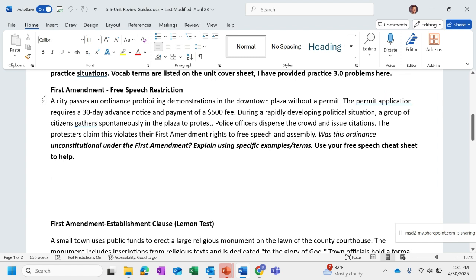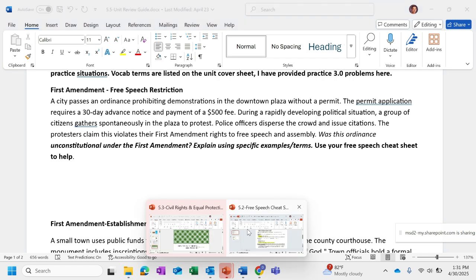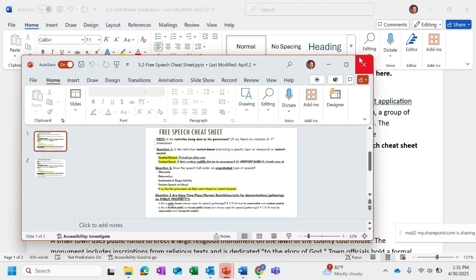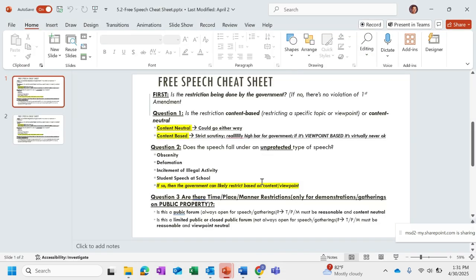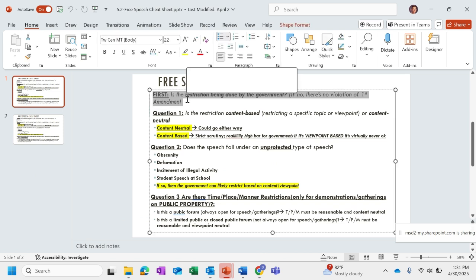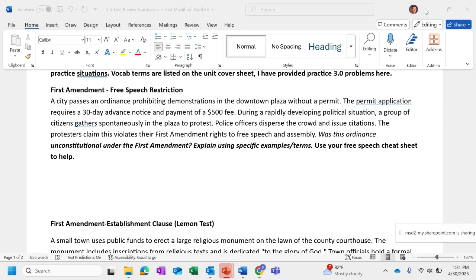Key thing here, don't forget you have the free speech cheat sheet, which looks like this. This goes through how you think about it. The first thing is always, is the restriction being done by the government? Because if it's not, it doesn't violate the state action doctrine, which means the Bill of Rights only protects you from government intrusion on your liberties. So let's go on here.